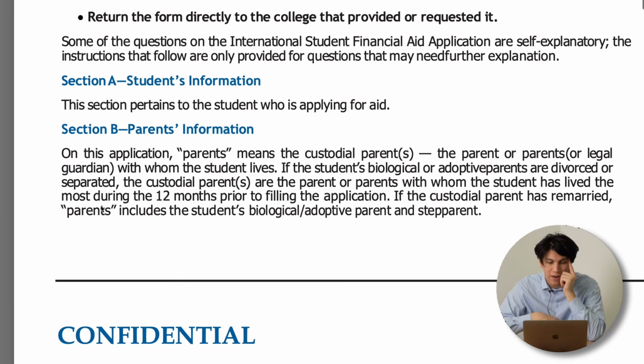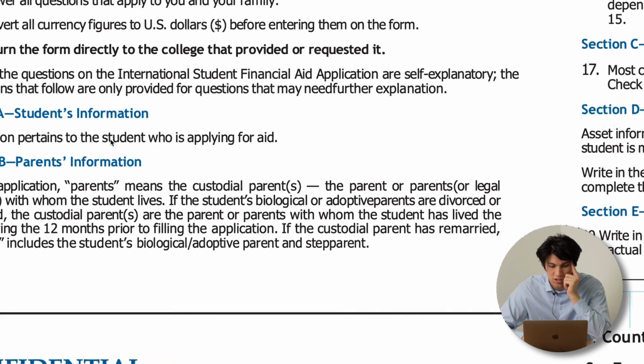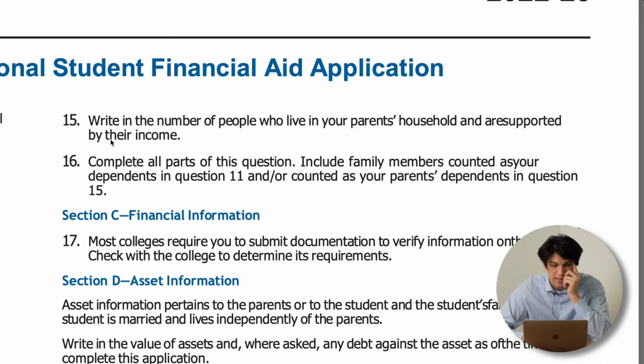On this application, parents means custodial parents, the parent or legal guardian with whom the student lives. If the student's biological or adoptive parents are divorced or separated, the custodial parents are the parents with whom the student has lived the most during the 12 months prior to filing the application. If the custodial parent has remarried, parents includes the student's biological or adoptive parent and step-parent. Yes, exactly. For the ISFA, you don't have to send non-custodial, it turns out. For the CSS profile, yes.